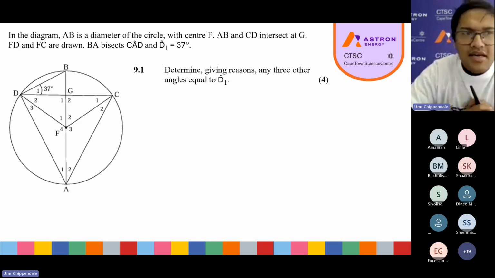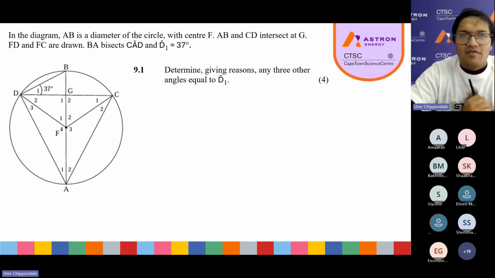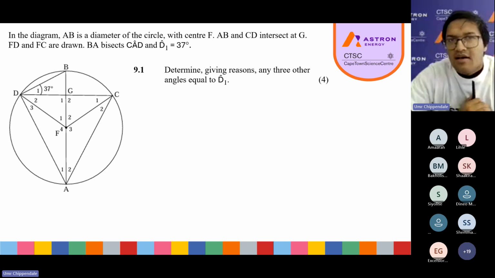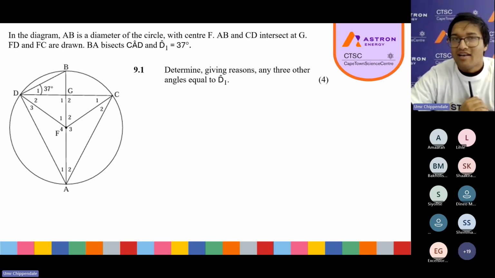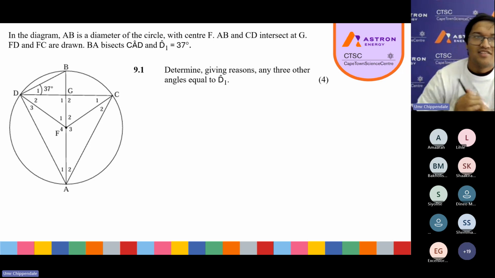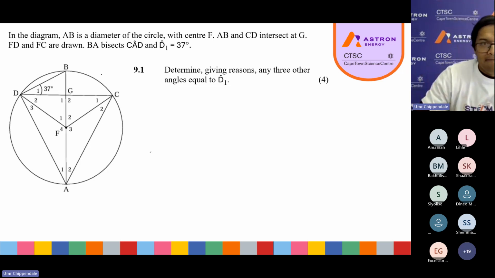Thank you for that. In the diagram, AB is a diameter of the circle with center F. AB and CD intersect at G. FD and FS are drawn. BA bisects CAD and angle D1 is 37 degrees. That's a lot to take in.